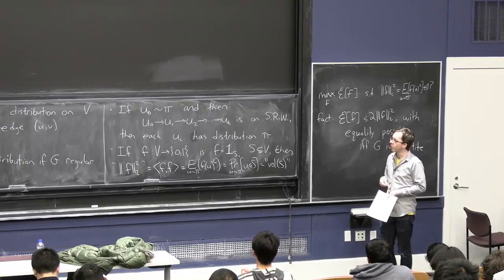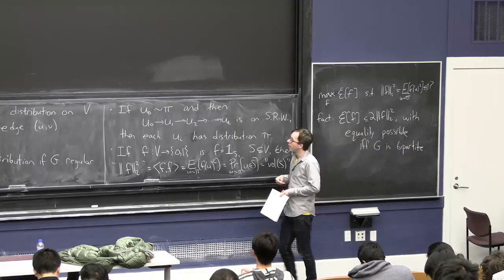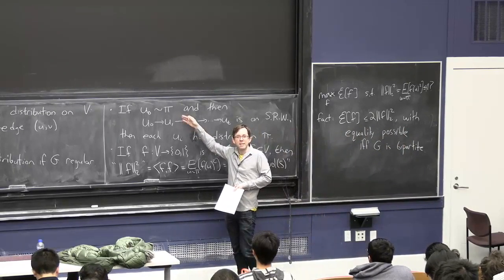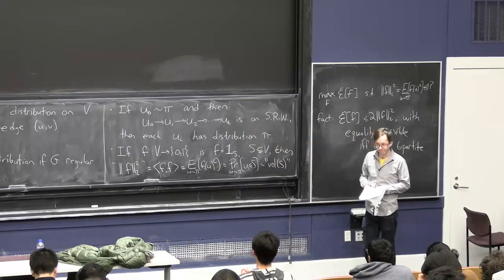And a major thing that we're eventually going to study, we talked about before, is, if you start from a worst case vertex, how many steps do you need to take before you're close to being in this distribution?